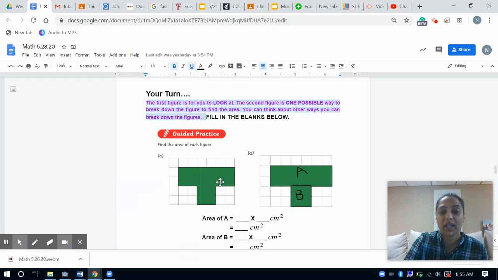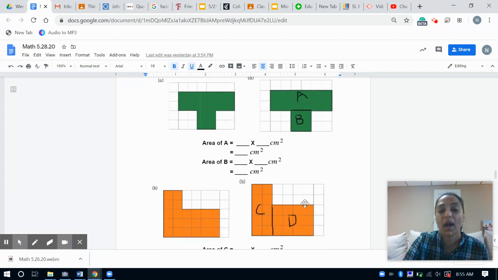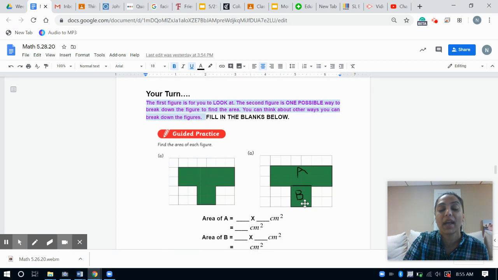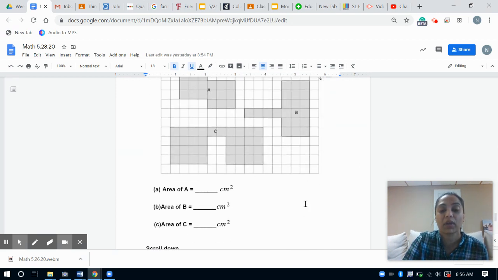This is the long rectangle at the top. Then we broke it down into a square at the bottom. So now you're going to figure out the area of A and B and then do what? Add it together, okay, to figure that out. So please make sure you go ahead and do that. And then down below over here, you have some curriculum extension if you'd like to do more practice.